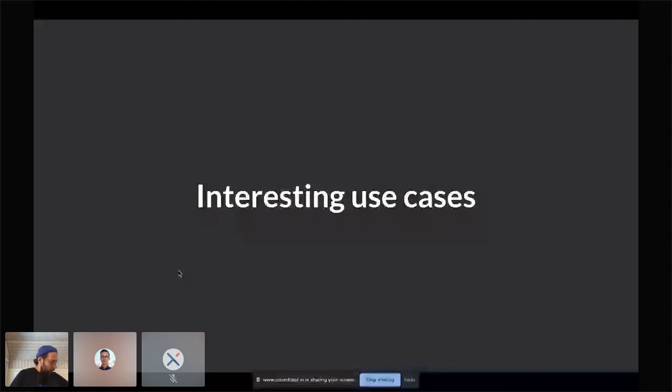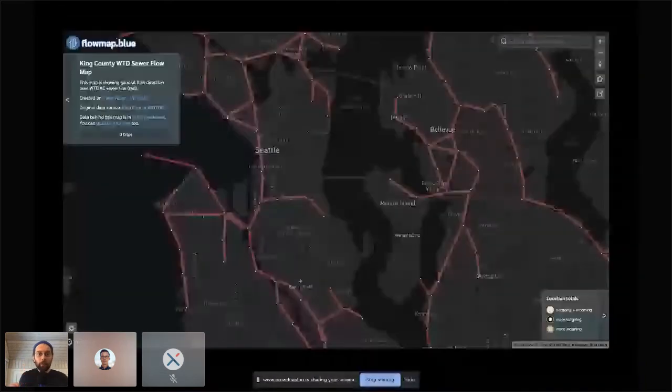So I wanted to share a few interesting use cases, which were somewhat unexpected. This is a dataset uploaded by Peter Koim, showing the sewer system in King County, in the state of Washington. I didn't think that sewer system is also about geographic movement, but it appears to be the case.